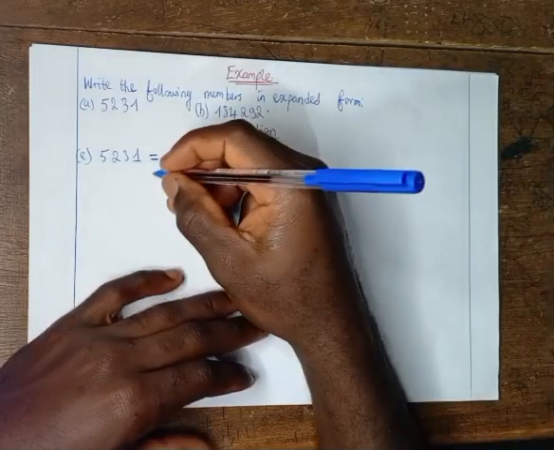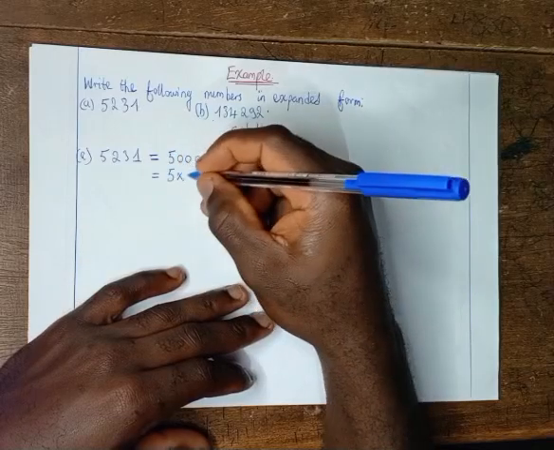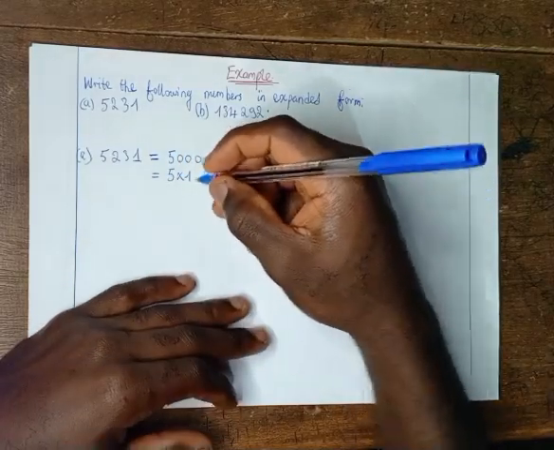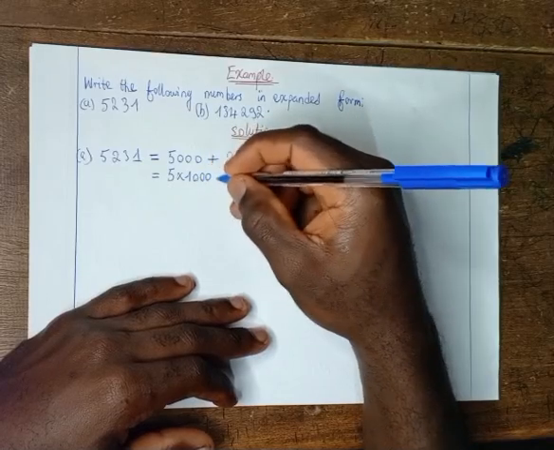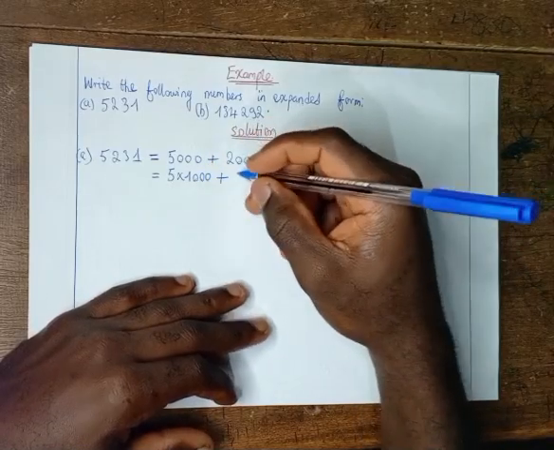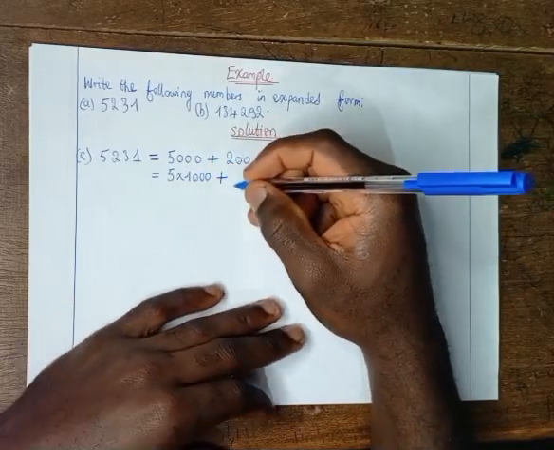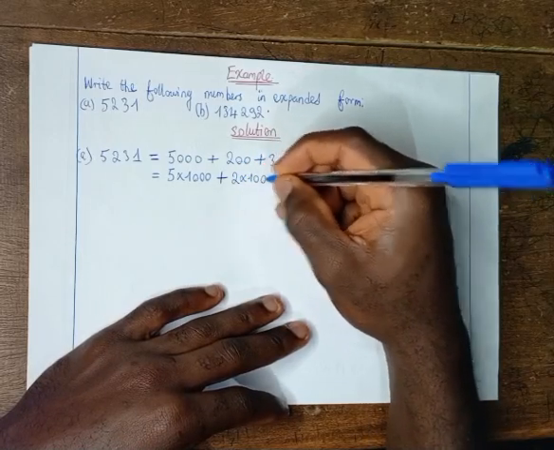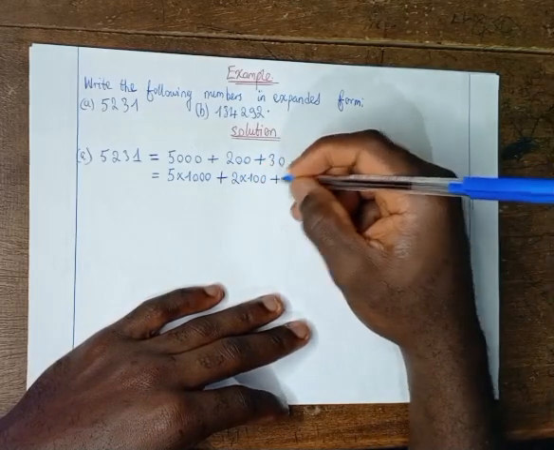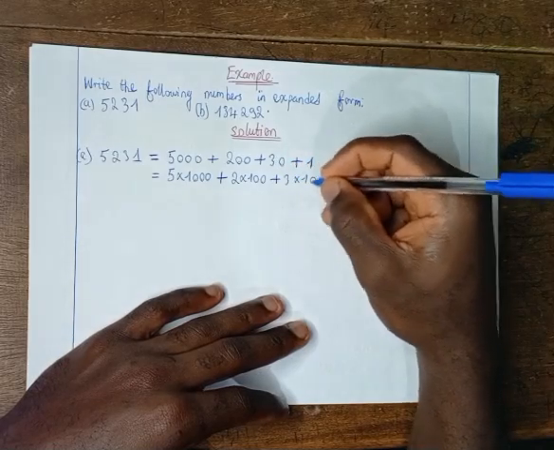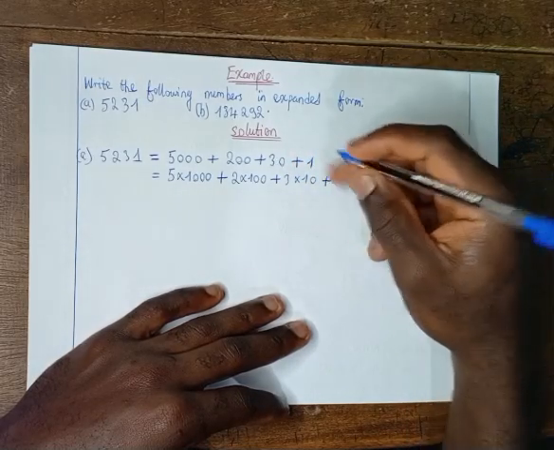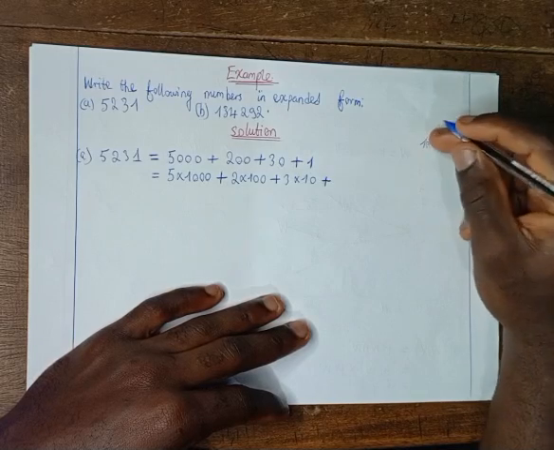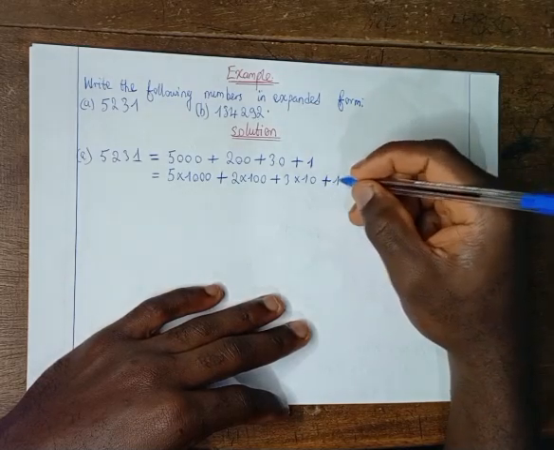Next, we know 5,000 is the same as 5 times 1,000. That means when you add 1,000 5 times, you obtain 5,000. Plus 200 is the same as 100 plus 100. When you add 100 2 times, plus 30 is the same as 3 times 10, plus we know 1 here can be written as 1 times 1. There's a reason why we are doing this.